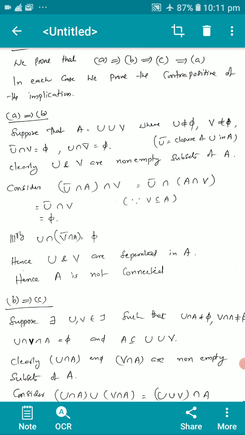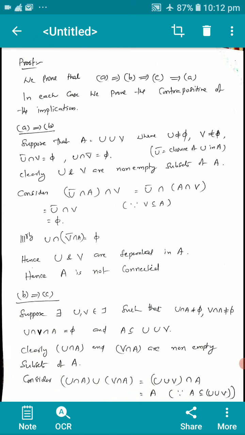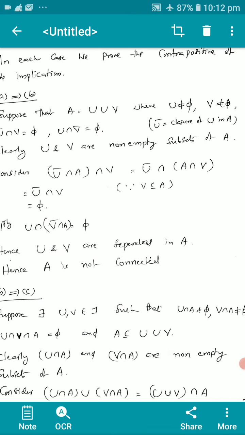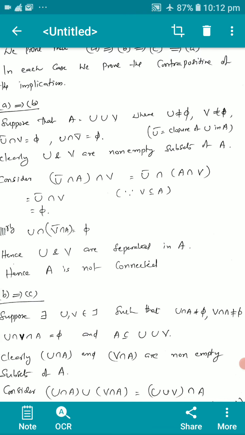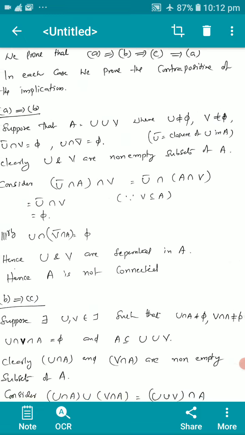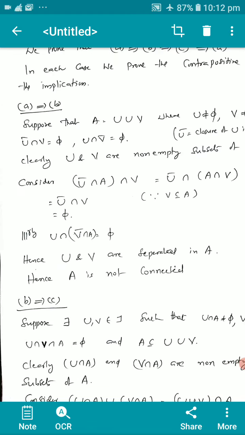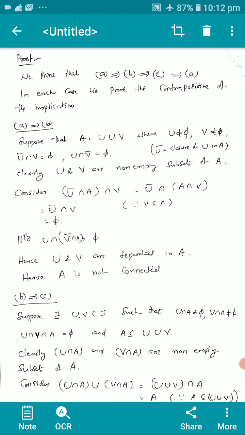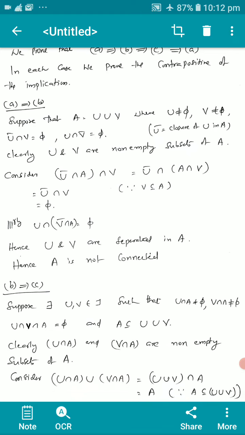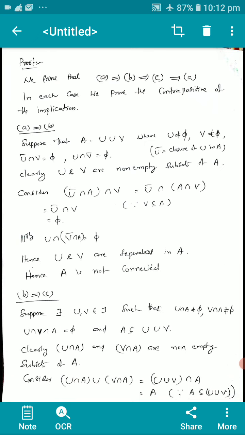First we discuss A implies B. Suppose that A equals U union V, where U is not empty, V is not empty, closure of U intersection V equals empty, and U intersection closure of V equals empty. Here closure of U is the closure in A. Clearly U and V are non-empty subsets of A. Consider closure of U intersection A intersection V, that is closure of U intersection V, because V is a subset of A, and that equals empty. Similarly, U intersection closure of V intersection A is again empty. Hence U and V are separated in A, and so A is not connected.